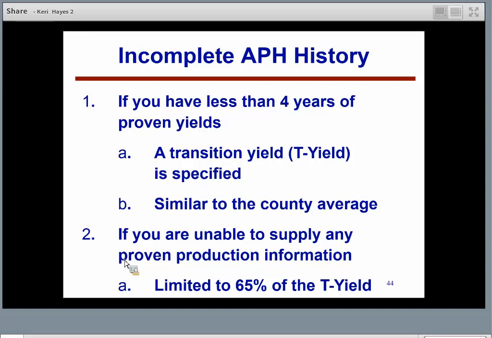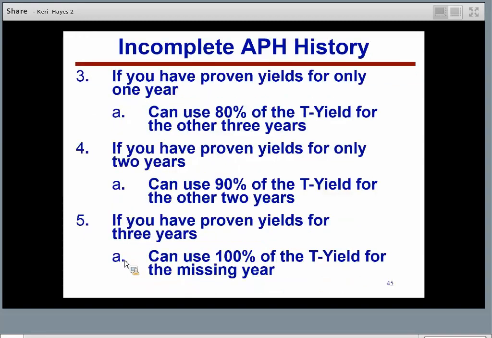Okay. If you're unable to supply any information, then they'll basically give you a low guarantee. Again, most insurance companies, if they don't have information on you, are going to assume the worst, and that's kind of what they do here. So as you get more information, your guarantee improves a bit. And just here are some other scenarios where if you have 2 years or 3 years, you get some of that T yield.